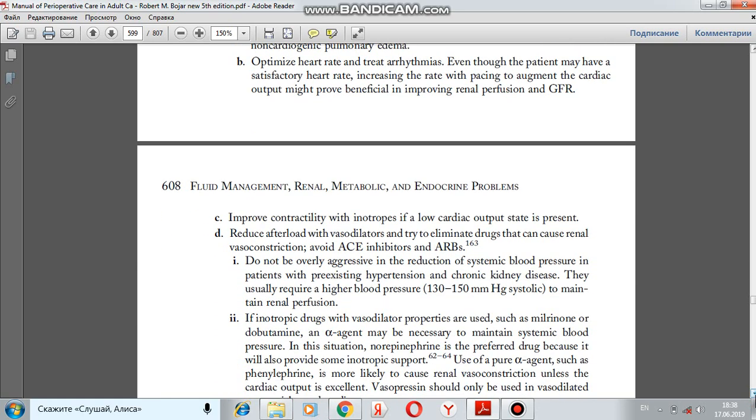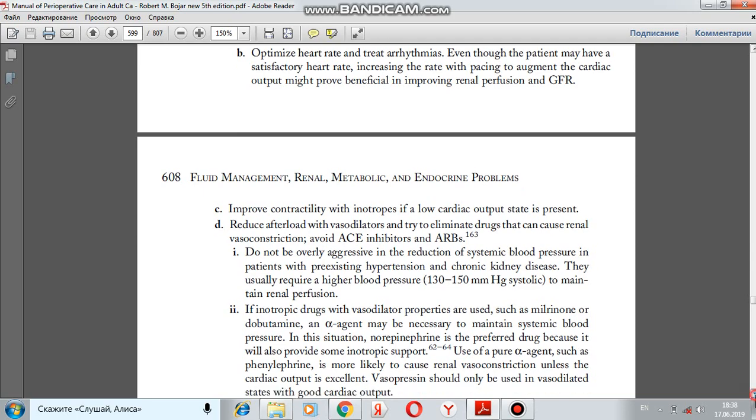Improve contractility with inotropes if a low cardiac output state is present. Reduce afterload with vasodilators and try to eliminate drugs that can cause renal vasoconstriction. Avoid ACE inhibitors and angiotensin receptor blockers. Don't be overly aggressive in the reduction of systemic blood pressure in patients with pre-existing hypertension and chronic kidney disease. They usually require a higher blood pressure, 130-150 mm mercury systolic, to maintain renal perfusion.